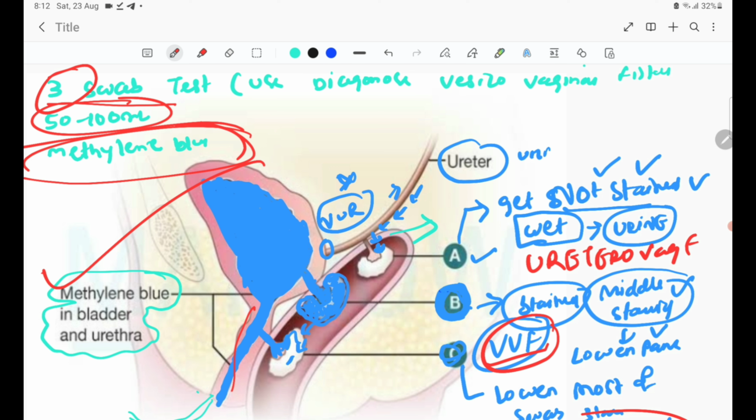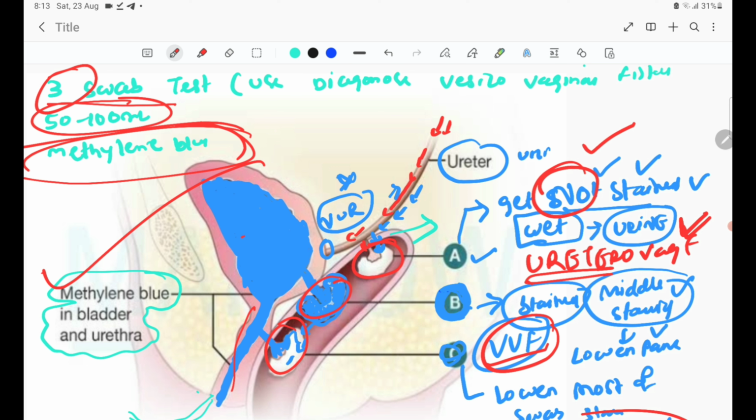Then you put three swabs: one at the level of the vault, one at the middle part of the vagina, and one at the lower part of the vagina. Basically remember, if it is a ureterovaginal fistula, the methylene blue is not going into the ureter. Only normal urine comes out through this tract and drains to the uppermost part of the vagina. Then only urine wets the swab, with no stain. Very important: no stain means it is a ureterovaginal fistula.